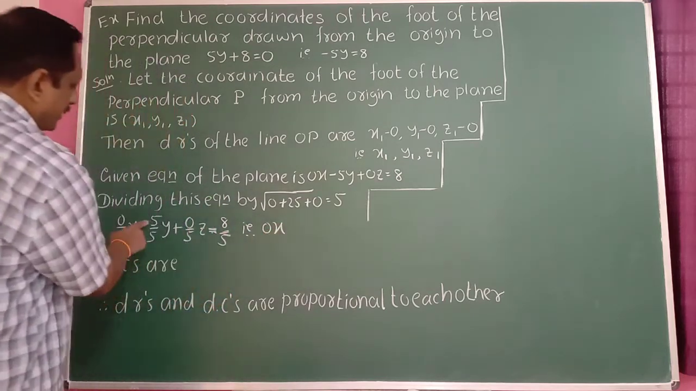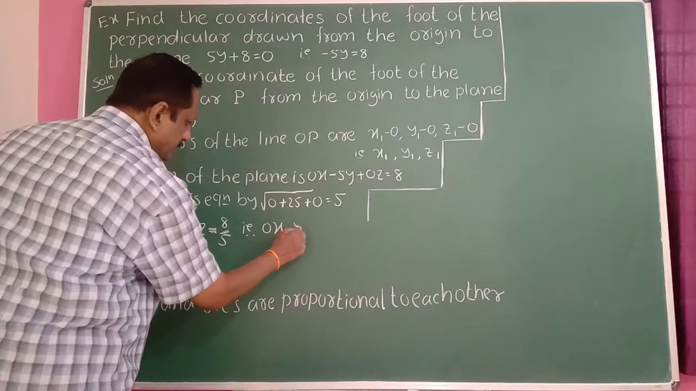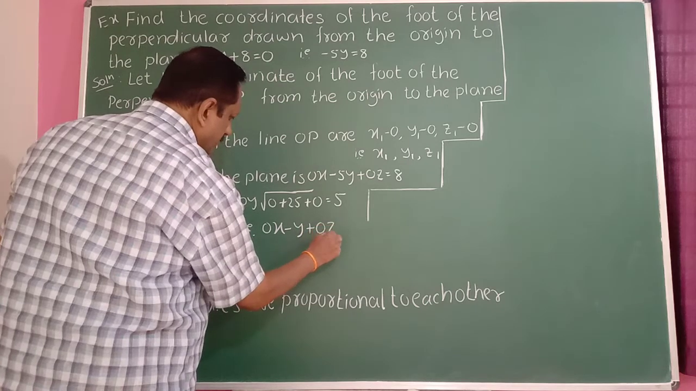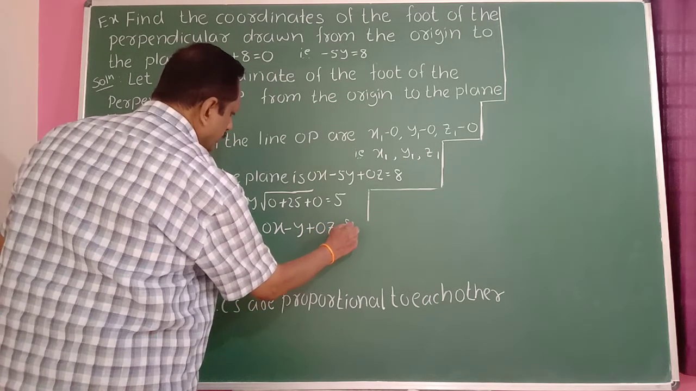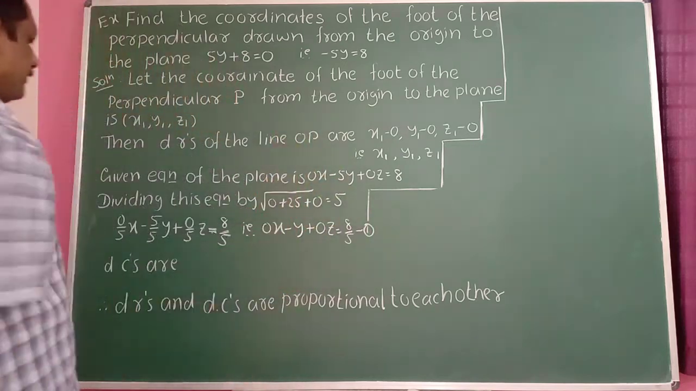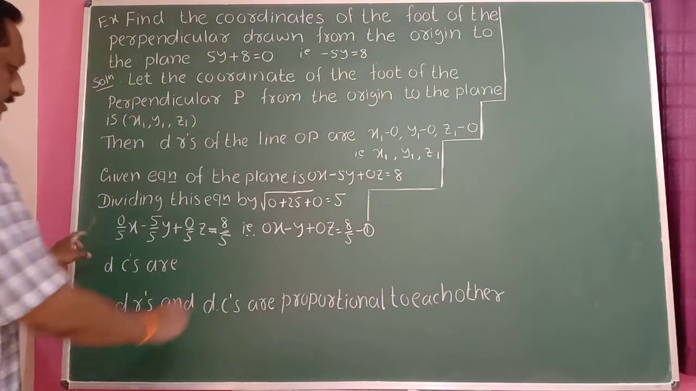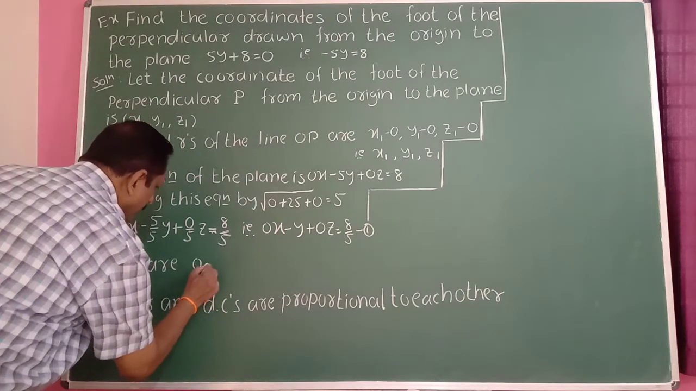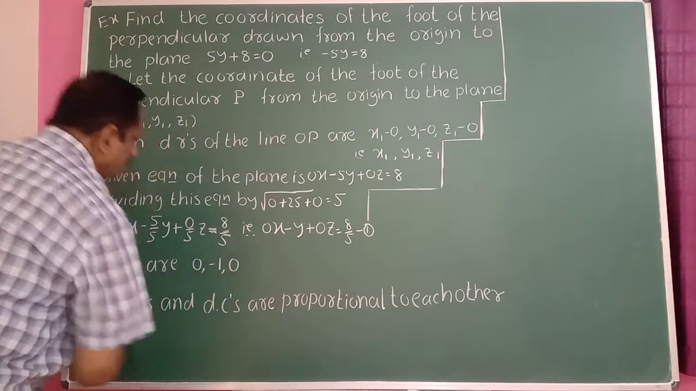0x. 5 and 5 cancels here. Minus of 5. 0 upon 5 becomes a 0. 0z is equal to 8 divided by 5. Take this one as equation number 1 here. Therefore, direction ratios are 0, minus 1, 0. So 0, minus 1 and 0.